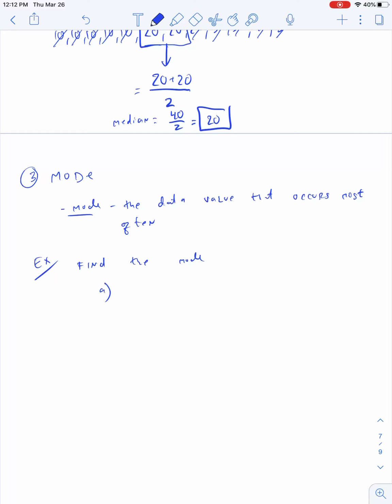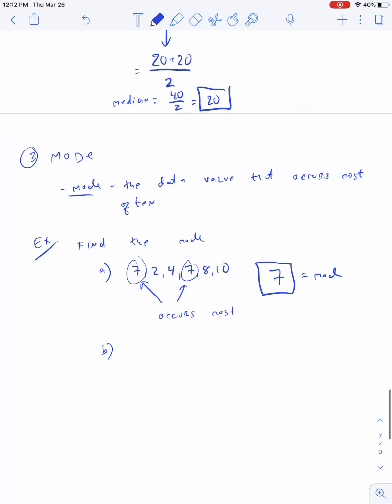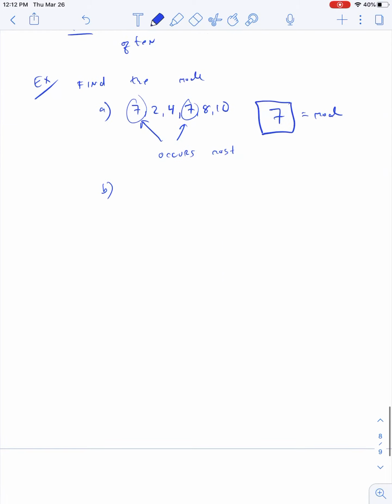Let's find the mode. How about I have 7, 2, 4, 7, 8, and 10. What is our mode here? Well, we see 7, right, occurs the most. So 7 is our mode. So very nice. Data item that we see the most.